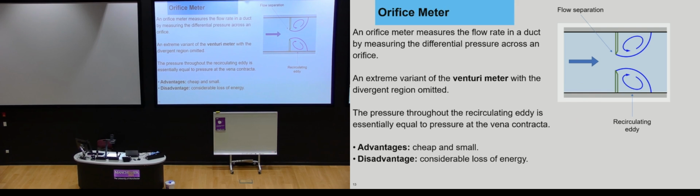The advantages of this type of device are that it is cheap and it is small. However, it does dissipate a lot of energy. So if you're looking to measure something without losing energy, this is not your option. However, if you are not worried about that, this is a really good way of measuring things, and you'll find it everywhere.